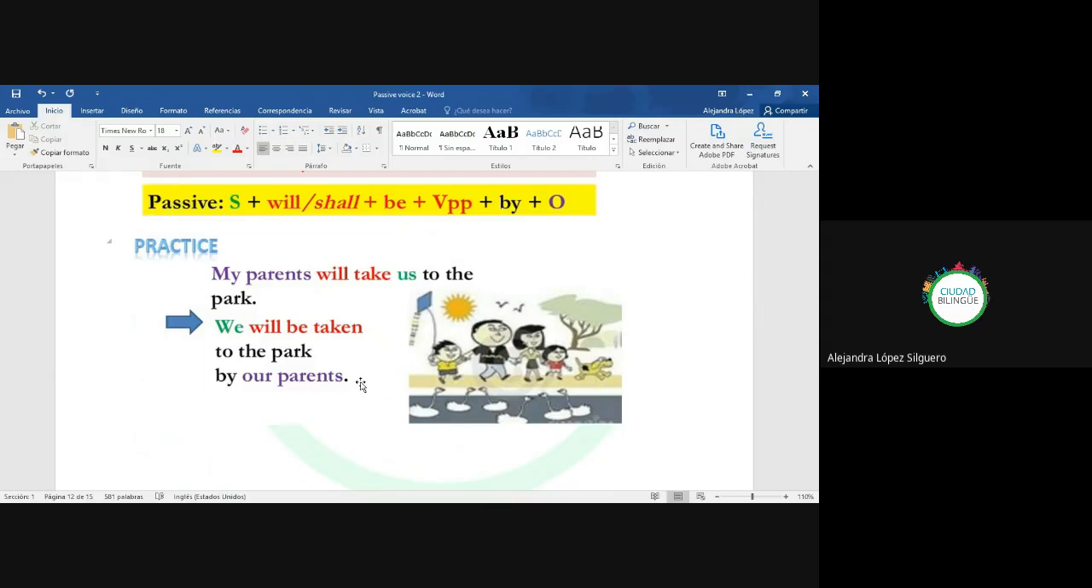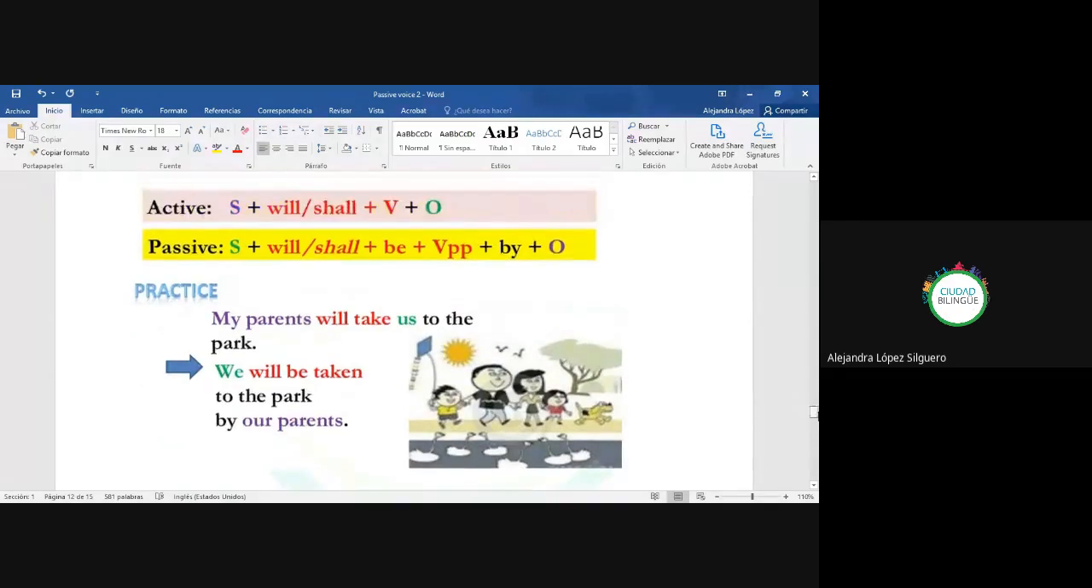Recordemos entonces la estructura. Will, ¿cierto? Verbo. Will, exacto, en esta de acá, will. Verbo auxiliar que sería el be, que es el verbo auxiliar estar. Y el verbo principal en pasado participio. Will be taken to the park. Acá tenemos pues la estructura ya más, digamos, detallada. Activa y pasiva, como pueden ver en pasiva. Ignoremos este shall, no lo vamos a trabajar aún. Solamente vamos a trabajar con will.